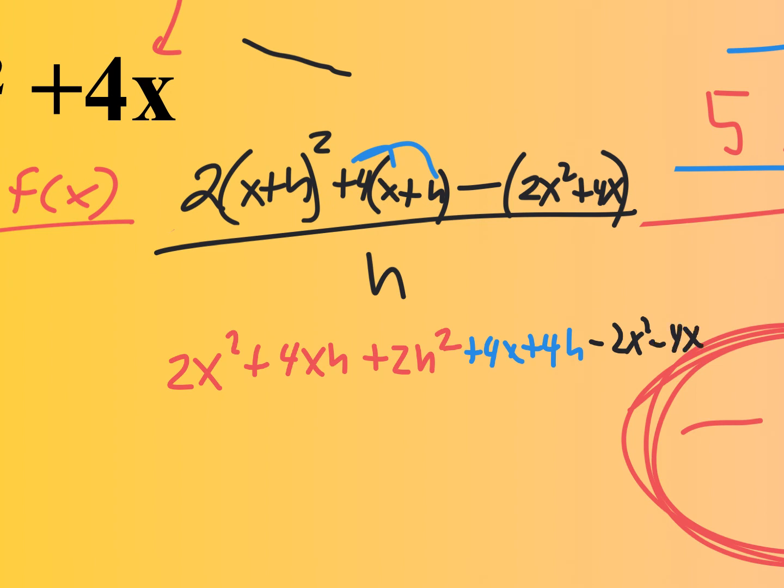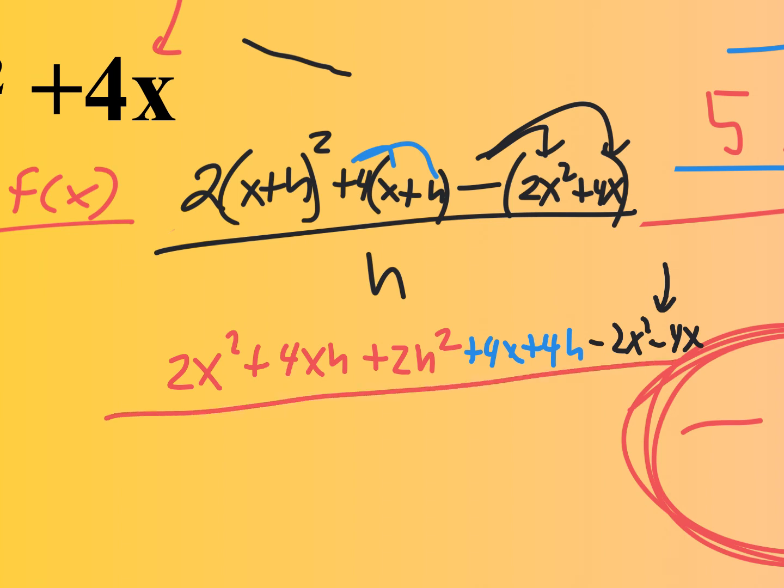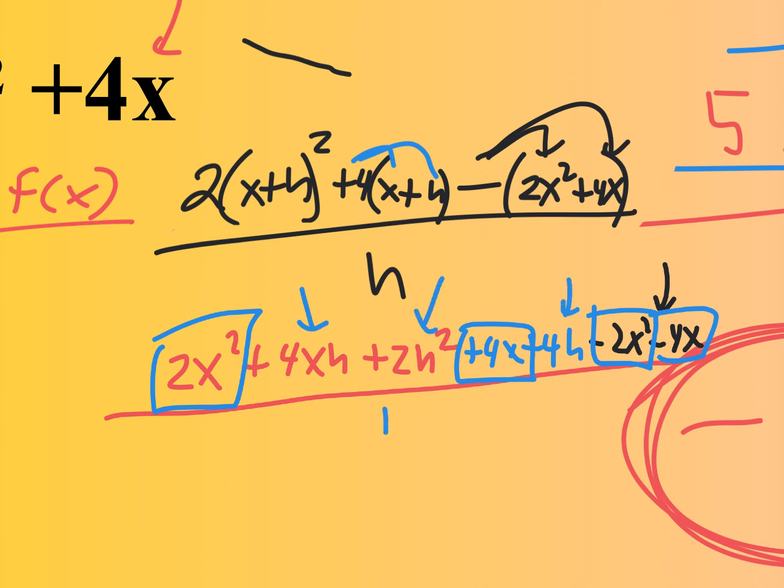That little minus right there is the most missed thing. For some reason, when people distribute a negative, they don't catch the second one. Then, all over h, but wait, I have to cancel some stuff first. I'm looking for things that are identical but opposite, so look at that. That cancels that. That cancels that. And now I've got that, and it's all divided by h.